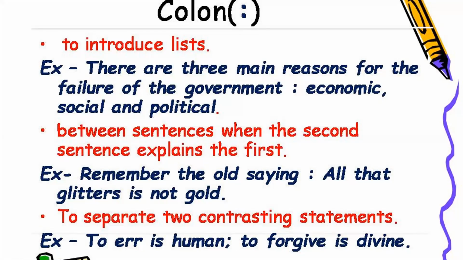To err is human. Err means to make mistakes. To make mistakes is quite human. All human beings make mistakes. To forgive is divine. But to forgive someone who has made a mistake is the quality of God. Divine quality means godlike. So these are two contrasting statements, and we can separate them using a colon. To err is human, to make mistakes is human, but to forgive someone is divine.